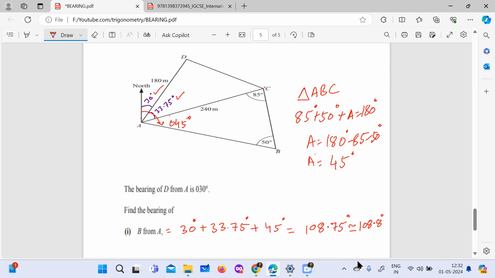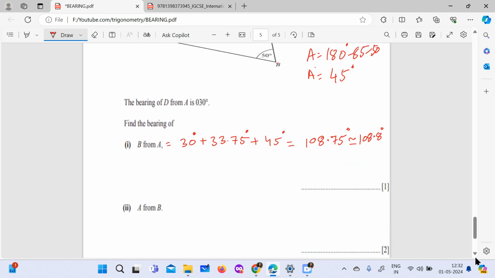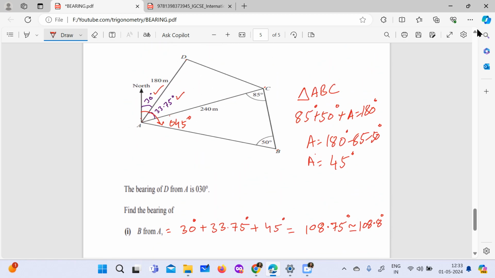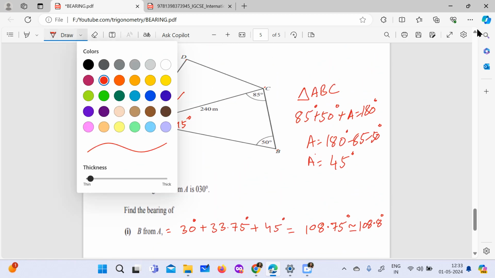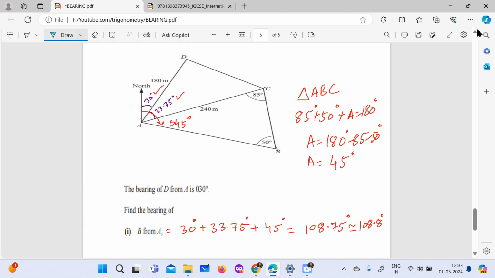Yeah. Now let's look at the next part of this question. Bearing of A from B. Okay, so as it says from B, let me draw the north of B. So this is your north of B, and your question is this. You have to find this angle. So how can we do this?